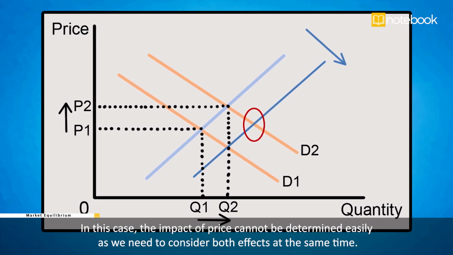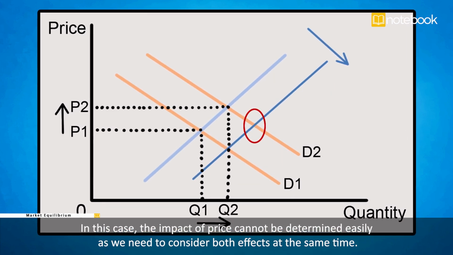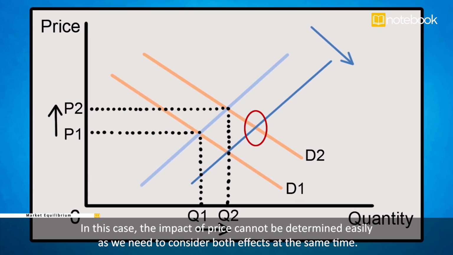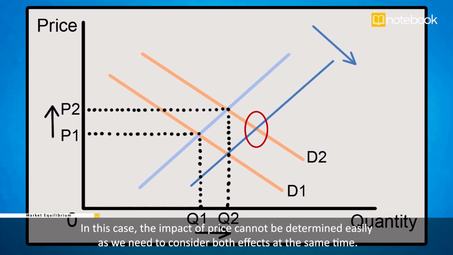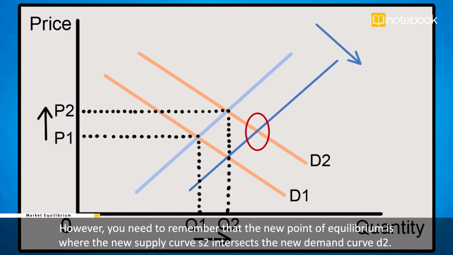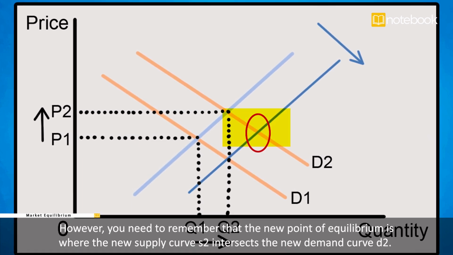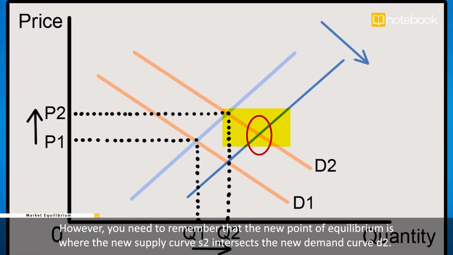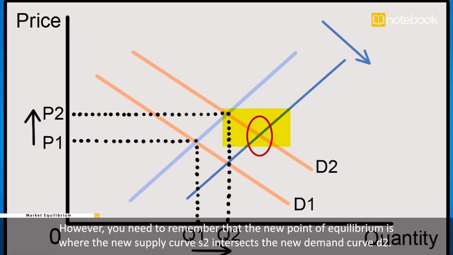In this case, the impact on price cannot be determined easily as we need to consider both effects at the same time. However, you need to remember that the new point of equilibrium is where the new supply curve S2 intersects the new demand curve D2.